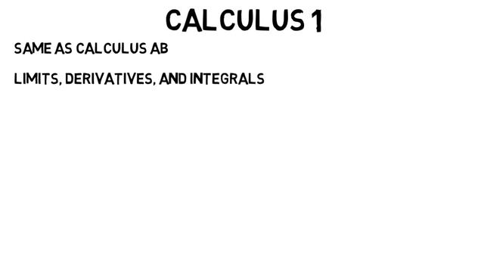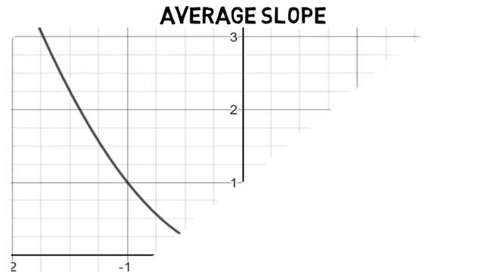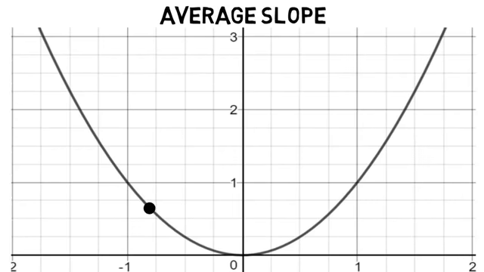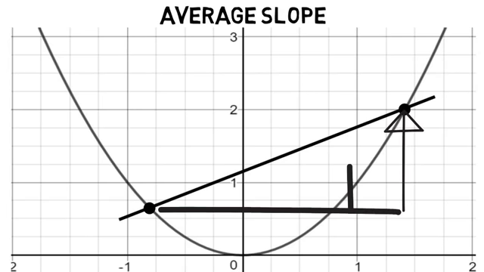So the first math class will be Calculus 1, which is the same as Calculus AB in high school. This is where you learn limits, derivatives, and integrals. I'm not going to explain limits, but the derivative can be easily shown. Remember in pre-calculus and even earlier, you'd be asked to find the average slope between 2 points. You'd be given 2 points on a graph, then just connect the 2 points with a line, and the average slope was rise over run.